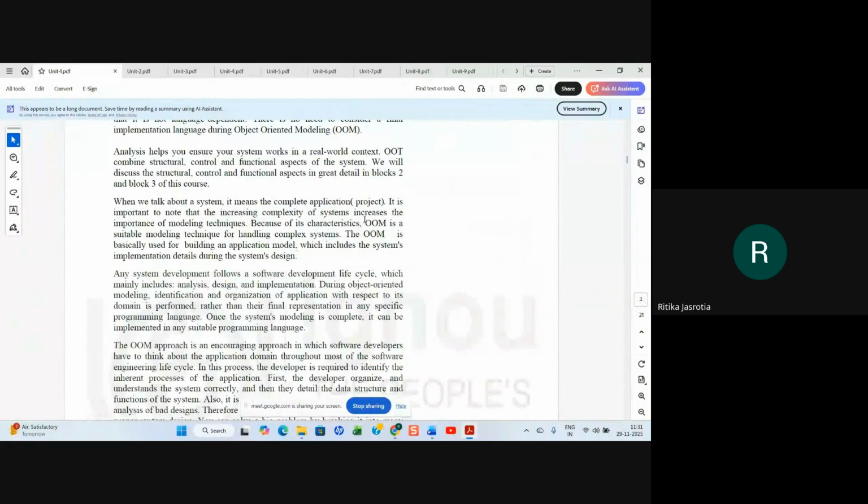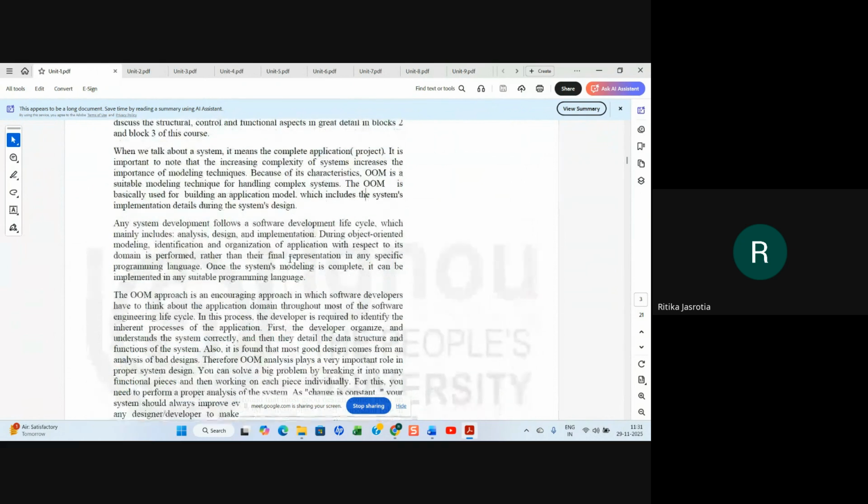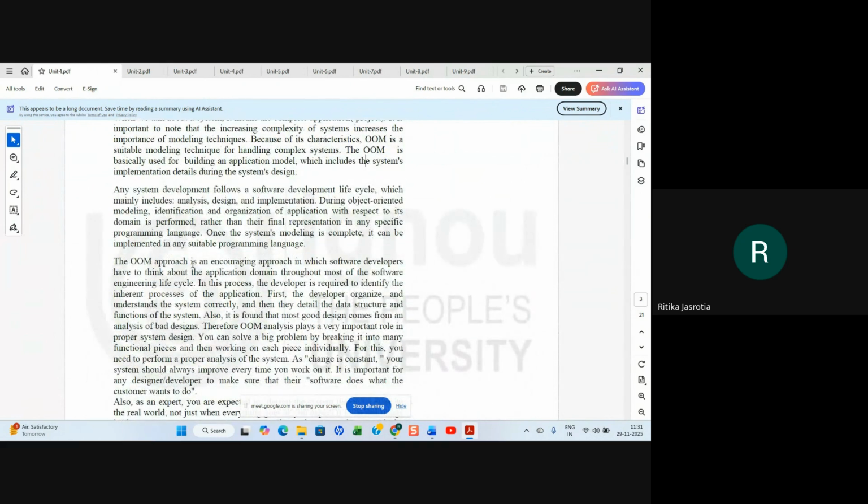So here they have talked about object-oriented modeling, which is a suitable modeling technique for handling complex systems. Object-oriented modeling is basically used for building an application model, which includes the system implementation details during the system design. It is an encouraging approach in which software developers have to think about the application domain throughout most of the software engineering lifecycle.